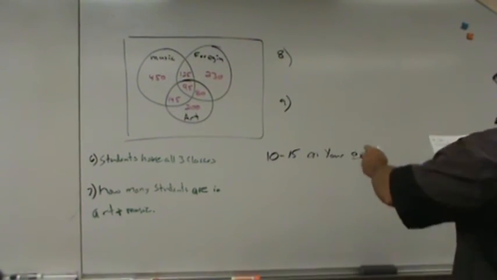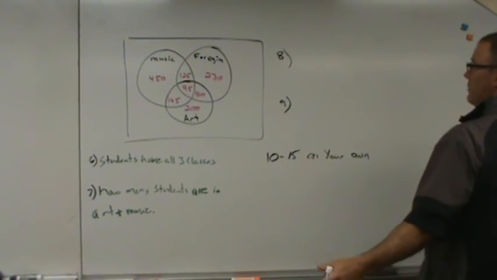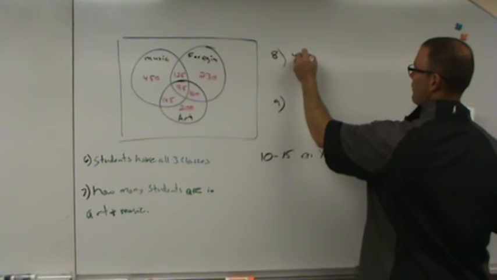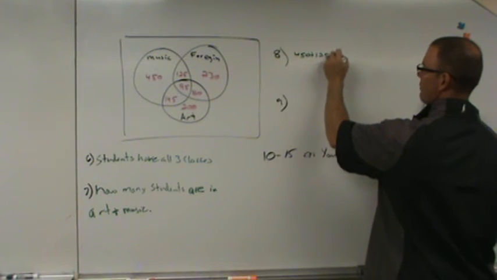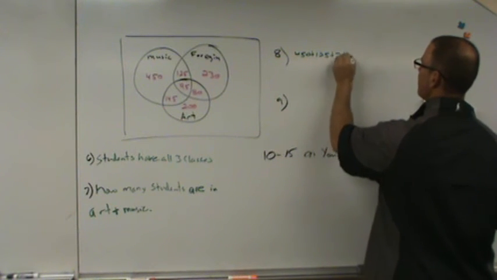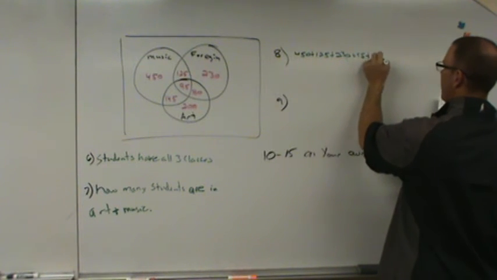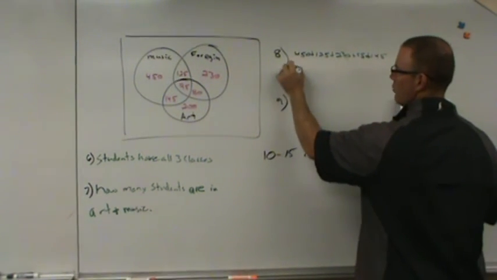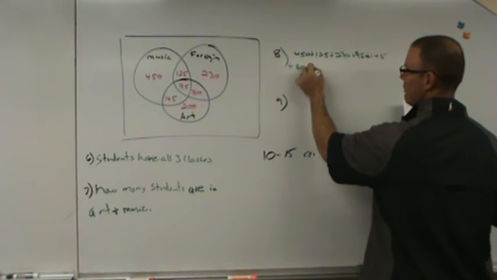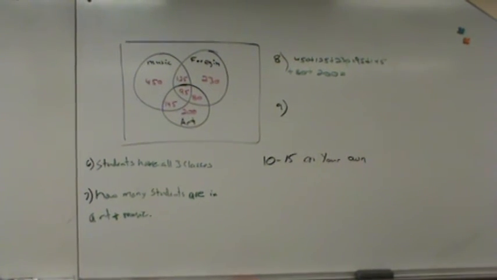Question 8. How many total students are represented in the diagram? How do we do that? Okay? We add all the numbers. 450 plus 125 plus 230 plus 95 plus 145 plus 95, plus 80 plus 200, and that's going to give you your grand total. Y'all can do that.